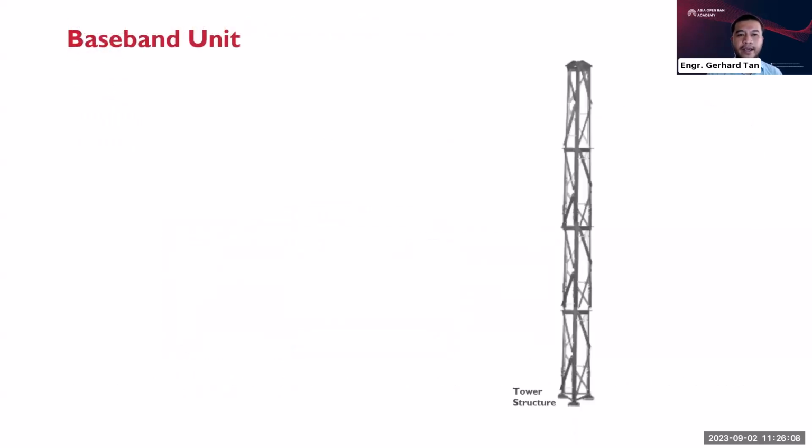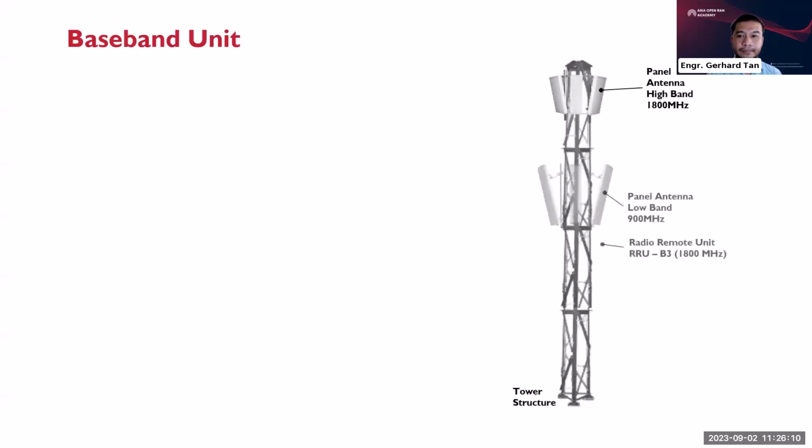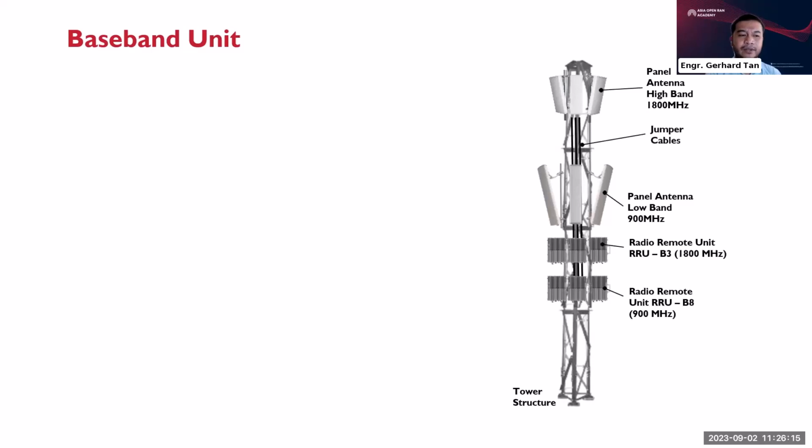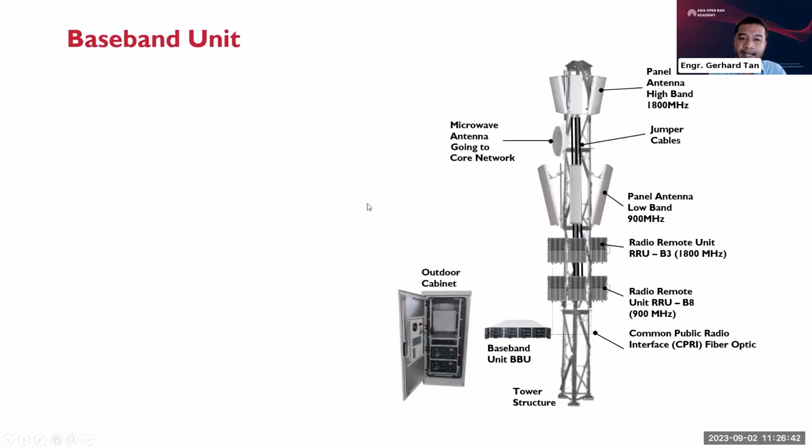Okay, so we also have what we call the baseband unit. Most of the time, the baseband unit is located in your telecom room or even in the lowermost portion, especially if the site is an outdoor type of cabinet. So this is a component of your radio access network that's responsible for processing and managing the data that's being transmitted to and from your cell site.